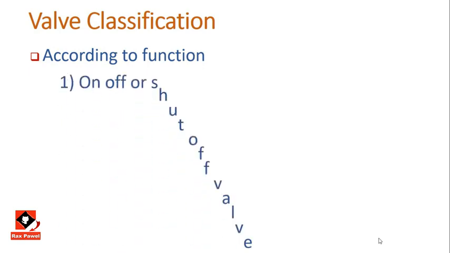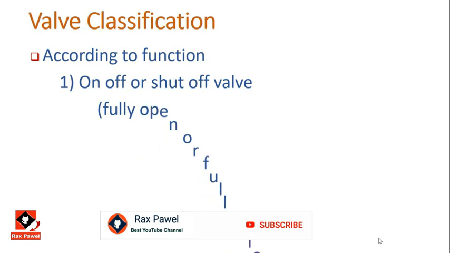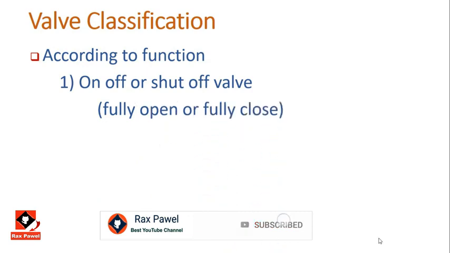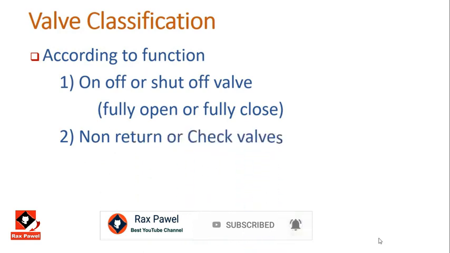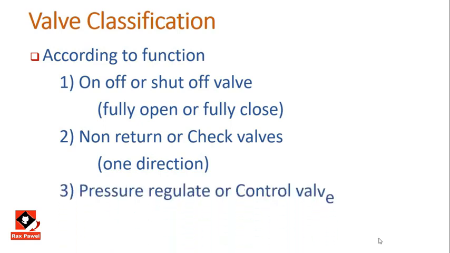So first here we have on-off or shut-off valves. They allow flow by fully opening or stop it by fully closing the valve. Then non-return valves or check valves. They allow flow in only one direction. And finally pressure regulate or control valves. They are used to control the flow.